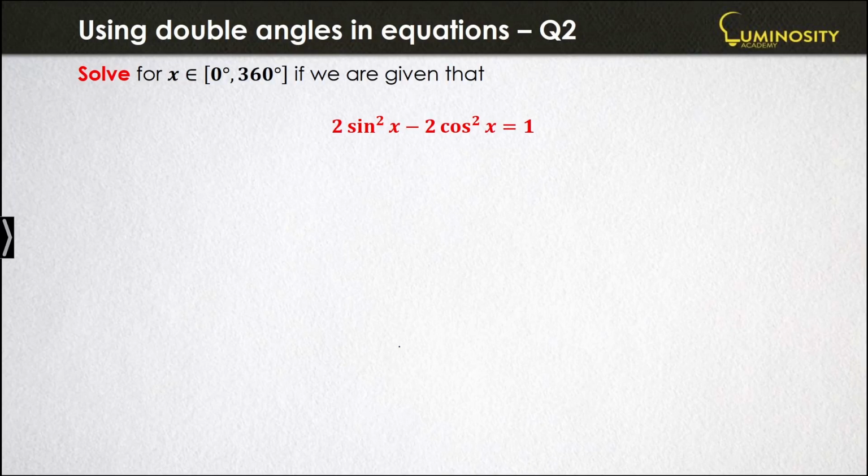Hi, welcome to this lesson on trigonometry double angles. We want to solve for x where it's between 0 and 360 degrees in this question 2, where we have the original equation 2 sine squared x minus 2 cos squared x equals 1.